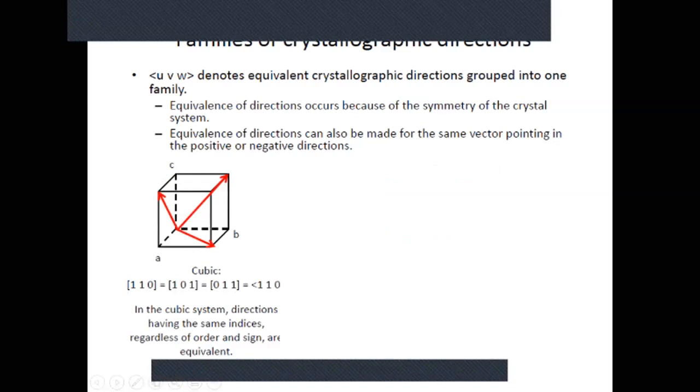So for a cubic, remember for cubic A equals B equals C, so the 1, 1, 0 is equal to the 1, 0, 0, the 1, 0, 1 and the 0, 1, 1 direction. So all of these would be the 1, 1, 0 family, because they're all equivalent because A equals B equals C. So all of these directions are going to be equivalent to one another.